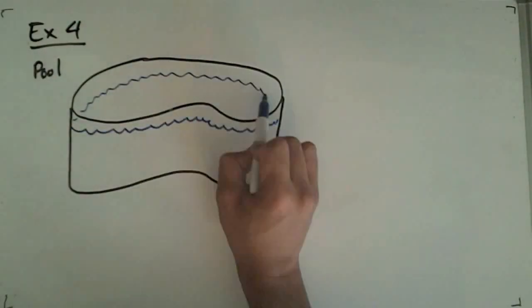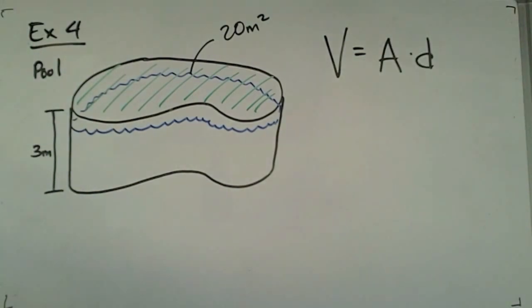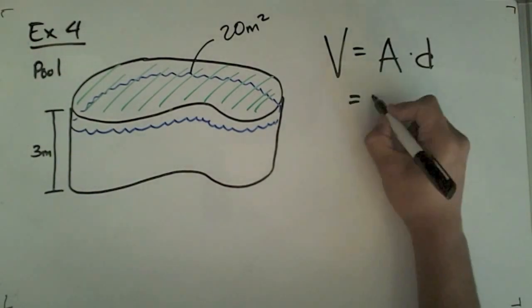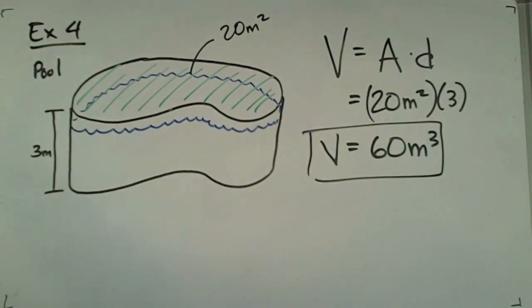Now let's look at a pool. The pool has a weird shape on top, and we'll give that an area of 20 meters squared. Now you could use your equation we had before and just go ahead and plug in the value for area into that equation and use the depth of 3 meters to calculate your volume. Pretty simple.